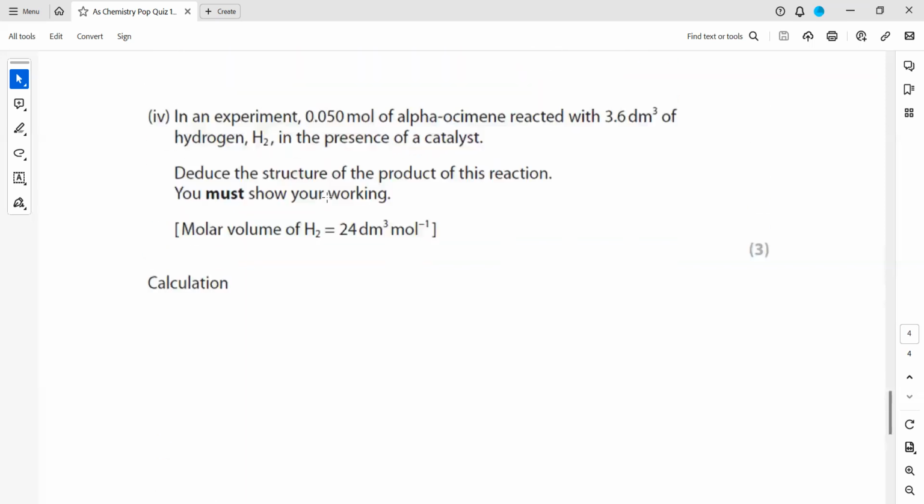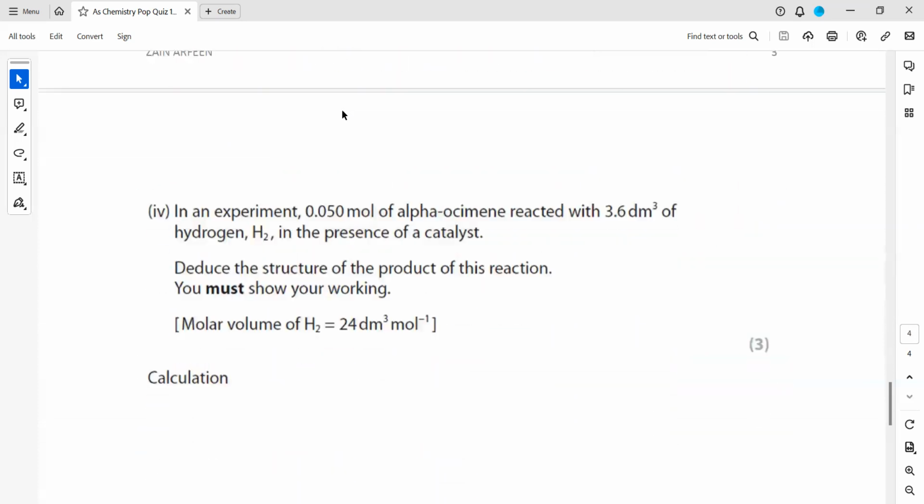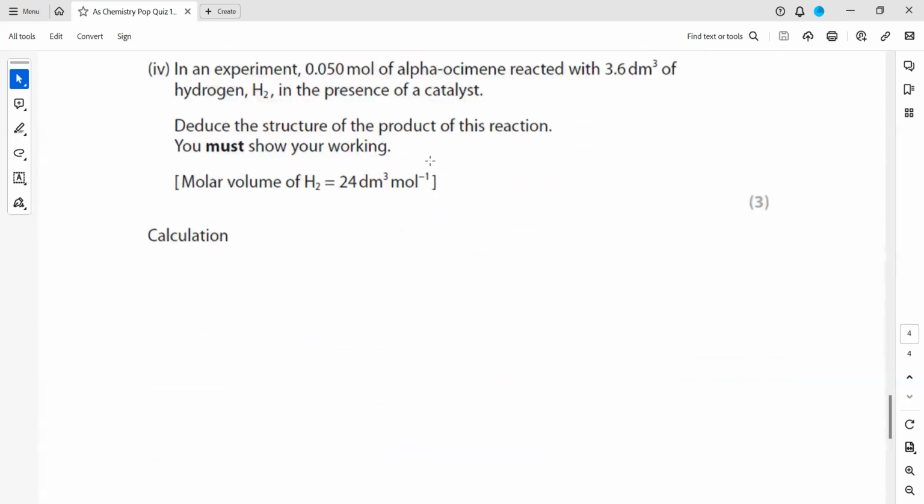First, we'll find a mole ratio between them. As we know, because there are three double bonds, a maximum of 3 molecules of hydrogen can react. But first we'll take a ratio between the alpha ocimene and the hydrogen, and work out the mole ratio. If two hydrogens are there, then two double bonds will break. If three hydrogens are there, then all the three double bonds will break. If one is there, then one.